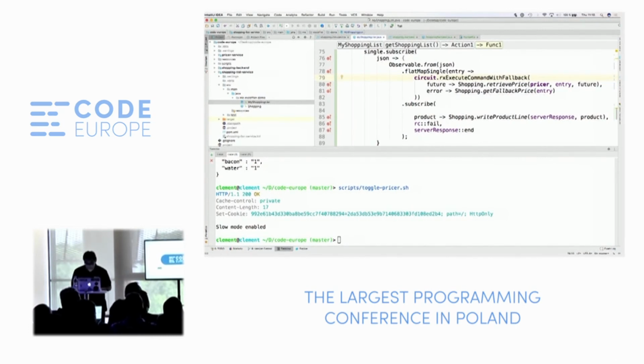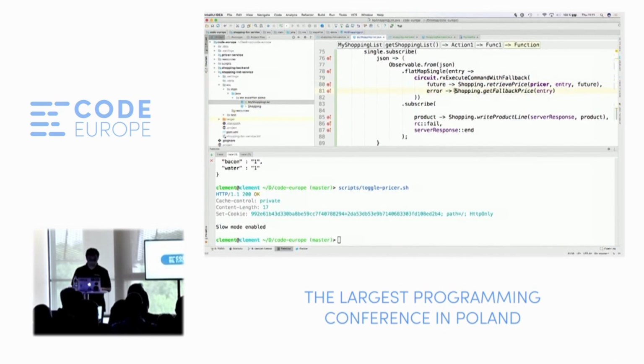And now my circuit breaker is going to monitor my retrieve price operation. It gets the future as a parameter, and the future is just there to keep track of whether it was a failure or not. That's all. If it was a failure, it will just get a fallback price.